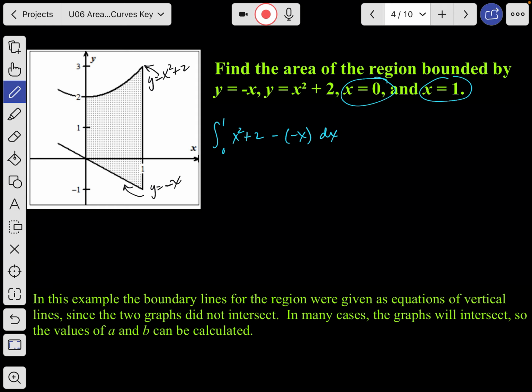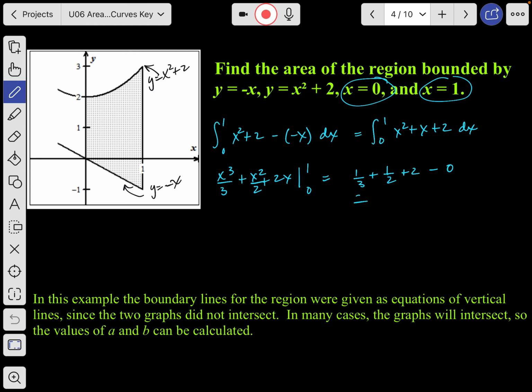Now I'm going to go ahead and clean this up just a bit before I integrate. So this isn't too bad. It's going to be x cubed over 3 plus x squared over 2 plus 2x. And I'm going to evaluate that between 1 and 0. If I substitute in the 1, I'll have 1/3 plus 1/2 plus 2. And if I substitute in the 0, I'm just going to have 0. So I'll just put a little representative 0 to the right.